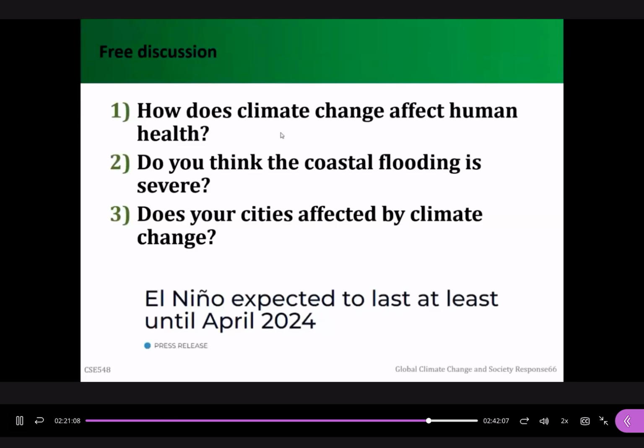Okay, for question 2: do you think coastal flooding is severe? If you live in the coastal cities, or near the rivers, or maybe we can say if you are affected, because we already heard some news about some regions being flooded. If your home is just in that area, you will think coastal flooding is very severe. But I think for most of us, we are not affected by this factor. So this is common human psychology.